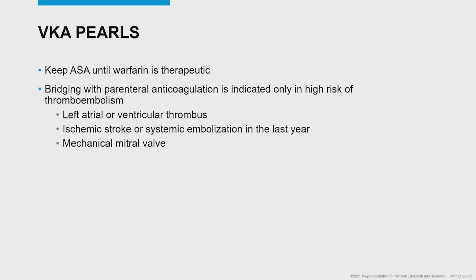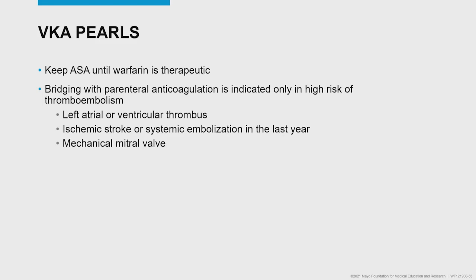Some vitamin K antagonist pearls. Remember to keep a patient on aspirin until the warfarin is therapeutic if the patient has had a PCI. And bridging with parenteral anticoagulants, bridging with heparin, is indicated only if you have a very high risk of thromboembolism. Otherwise, you are increasing the risk of bleeding. So if you have a left atrial or ventricular thrombus, if patients had an ischemic stroke or systemic embolization within the last year, or if they have a high-risk mechanical valve, they will need to be bridged. Otherwise, you just discontinue warfarin for the procedure and then resume afterwards.